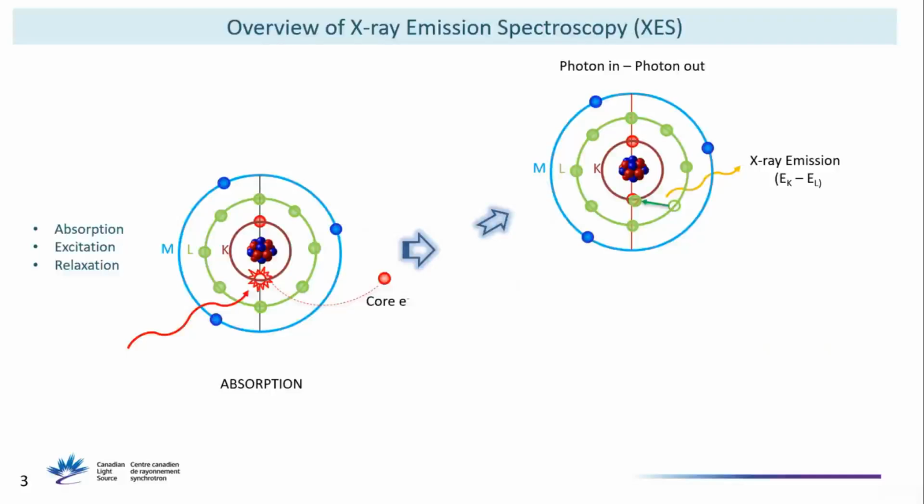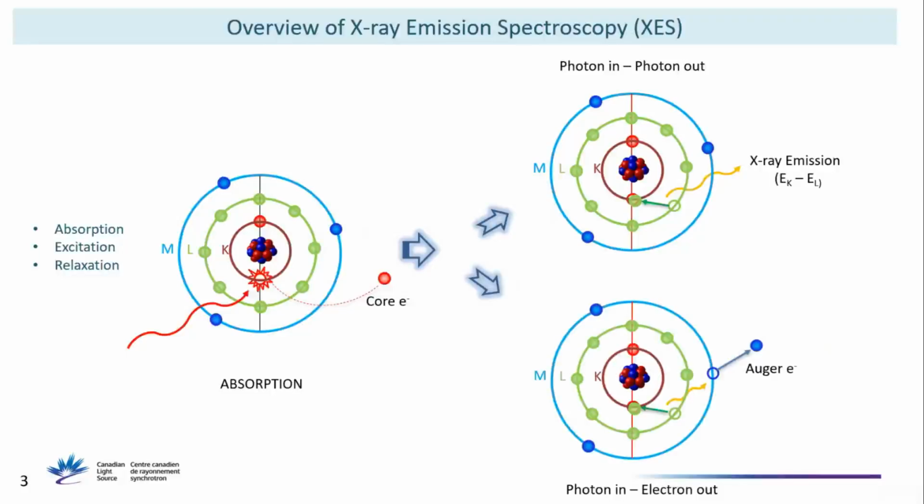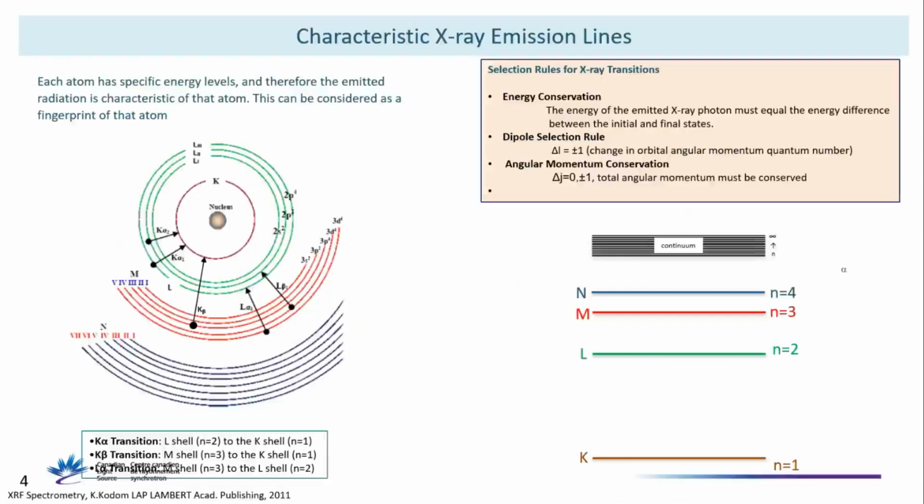At the same time, there is a complementary process. When the photon is emitted, it can also knock out an outer shell electron. That electron is called an Auger electron, and studying Auger electrons is called Auger electron spectroscopy. In this talk, we will mainly focus on XES. Just to remind, Auger is a photon in, electron out spectroscopy. Now there are multiple transitions possible, because an electron from the L, M, or N shell can go to the core level. So we will see what kind of transitions can happen.